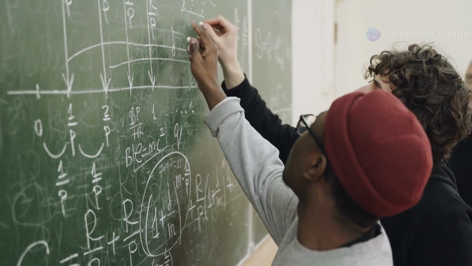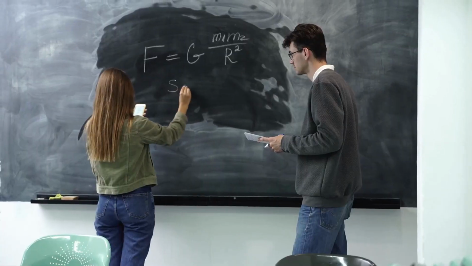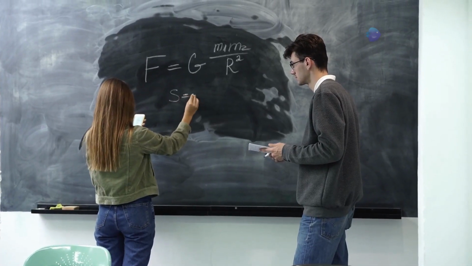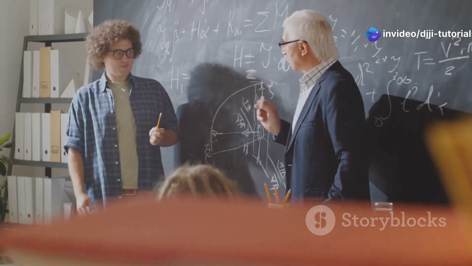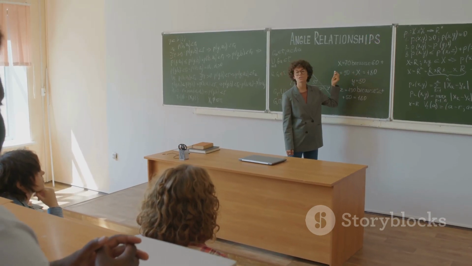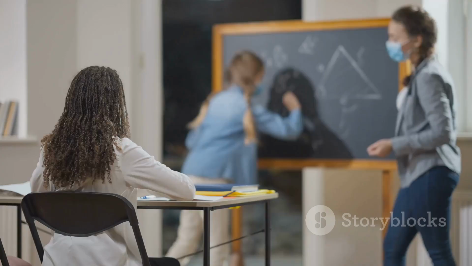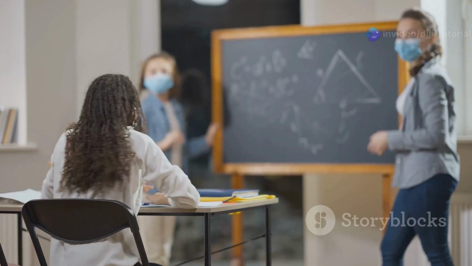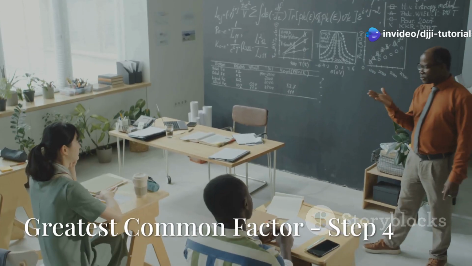Step 2. Identify common factors. Look for the factors that appear in all lists. These are the common factors of the numbers. Continuing the example, the common factors of 12 and 18 are 1, 2, 3, and 6. Step 3. Select the greatest factor. From the list of common factors, identify the largest one. This number is the GCF. In this case, the greatest common factor of 12 and 18 is 6.